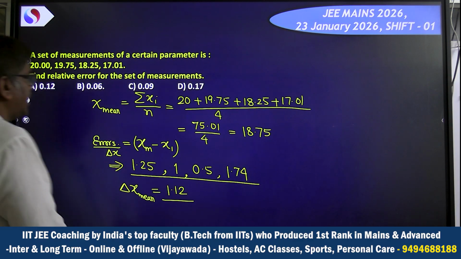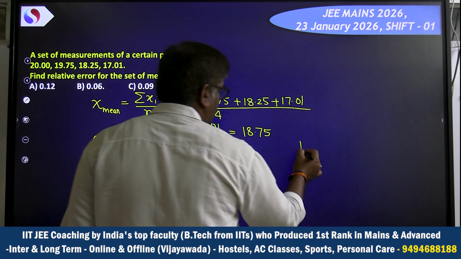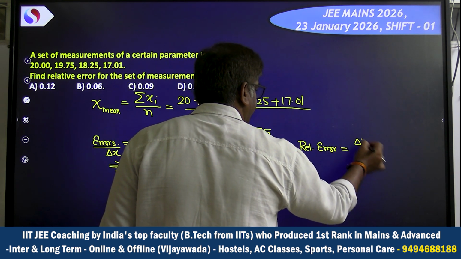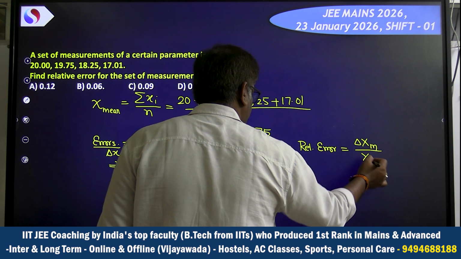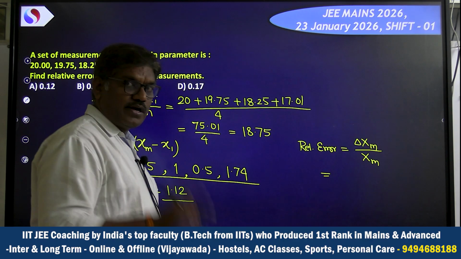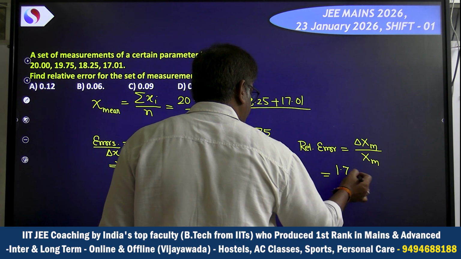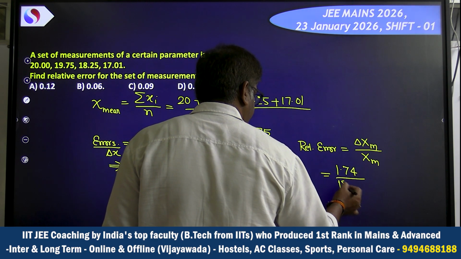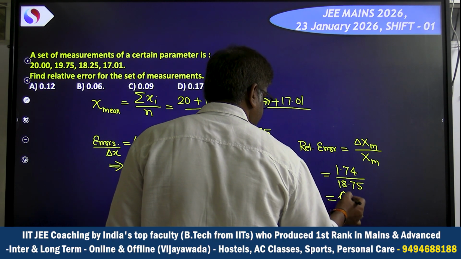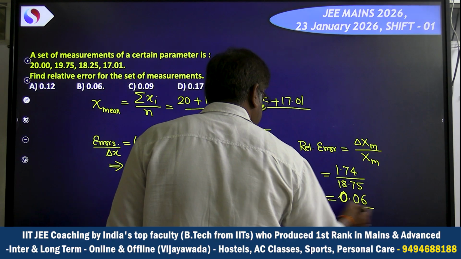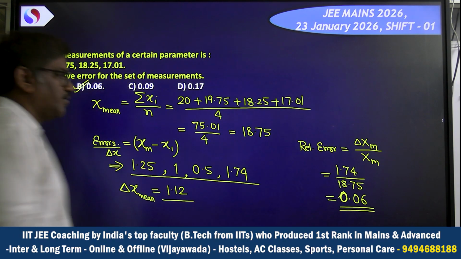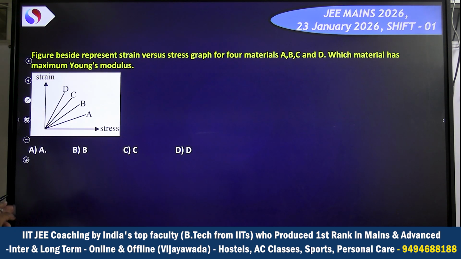Now we have to find the relative error. For relative error, we can write delta x mean upon mean value. Okay, it is not the percentage error, it is the relative error, so no need to multiply by 100. So it is 1.74 divided by 18.75, and this value comes out to be 0.06, which is option B. Okay. Move to the next one.